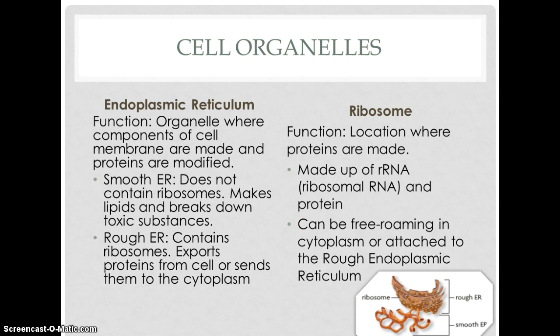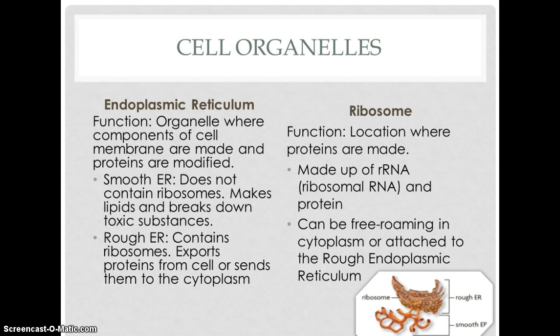It makes lipids and breaks down toxic substances. The rough ER does contain ribosomes, hence its name rough. It exports proteins from the cell or sends them to the cytoplasm, that jelly-like substance.